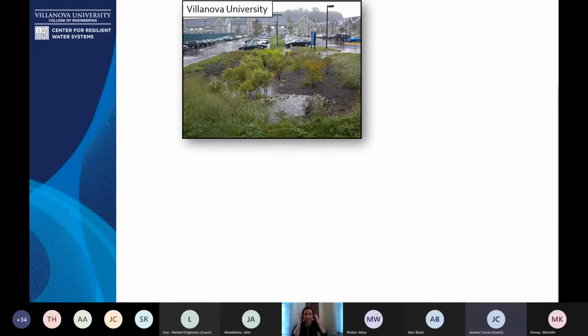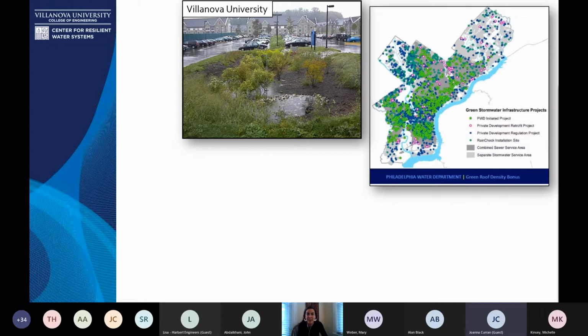So here we have an example of GSI at Villanova's campus. And if you're ever in Philadelphia, I'd love to show you around our campus. We've turned it into a hydrology lab, and we have a lot of GSI that we've implemented really fine monitoring equipment. This is called the bioinfiltration basin. This has been monitored for 20 years, and we've created a really nice database of all of this monitoring data.